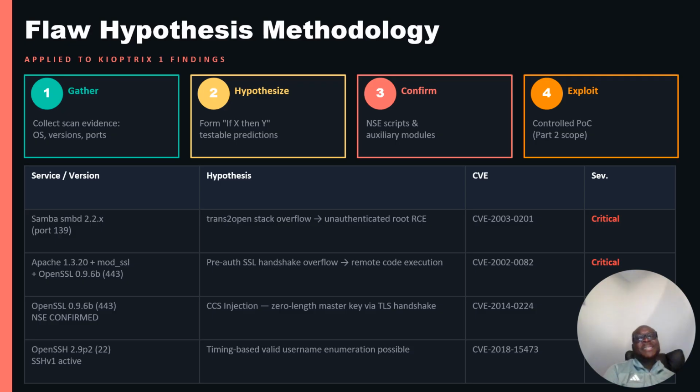The flaw hypothesis methodology is the analytical framework that connects raw scan data to actionable exploitation paths. The four phases at the top: gather evidence, form hypotheses, confirm them, and then exploit them. The table applies this directly to the Kioptrix. Each of these hypotheses moves directly into the exploitation phase in part 2.